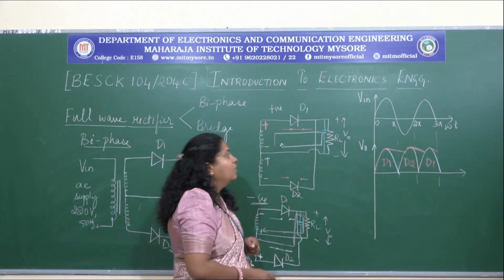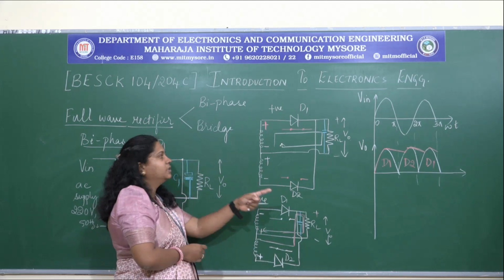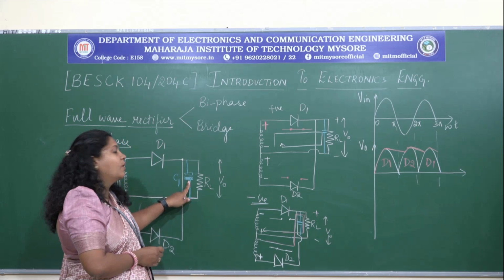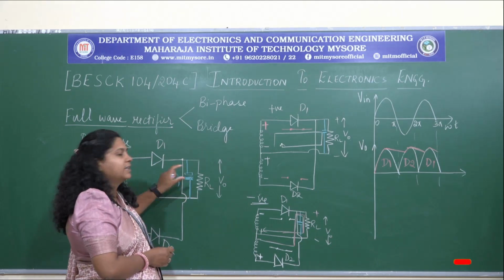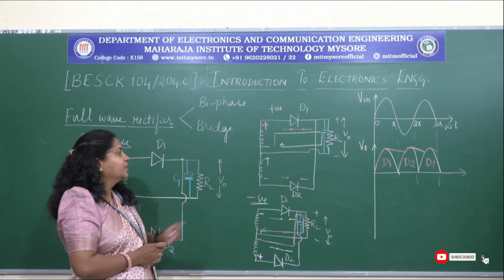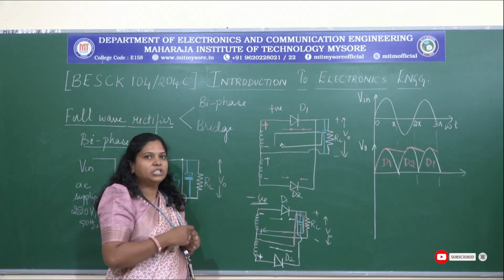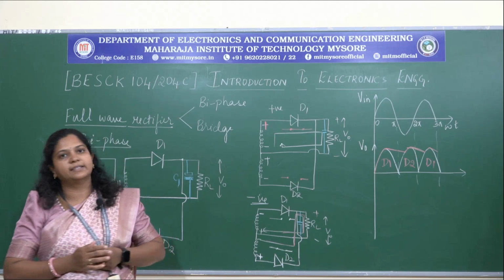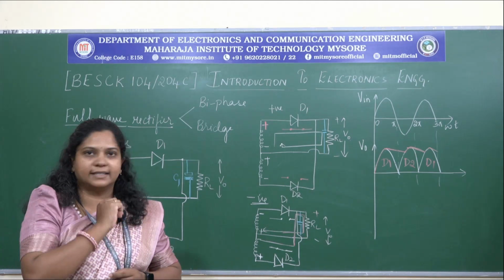So that is how we get a smoothened waveform by using a reservoir element or a smoothing element, that is the capacitor filter. So this is how the waveform changes, or is smoothened, by making use of a capacitor with the biphase rectifier.